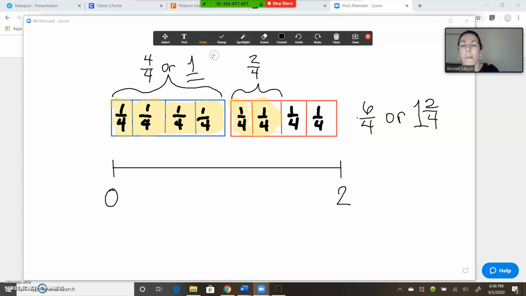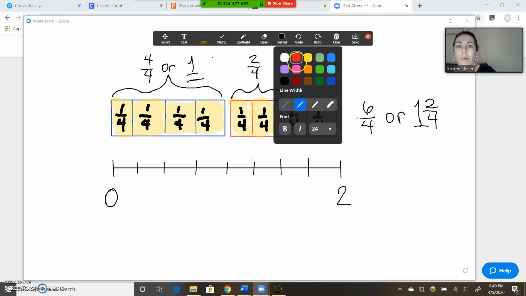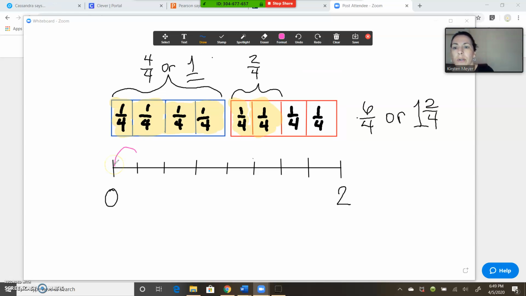Now I need to figure out my tick marks. Well, 1/4. There was another one. There was another one. I'm going to put one right here in the middle where those 2 would touch. Then another one. And another one here. And another one there.